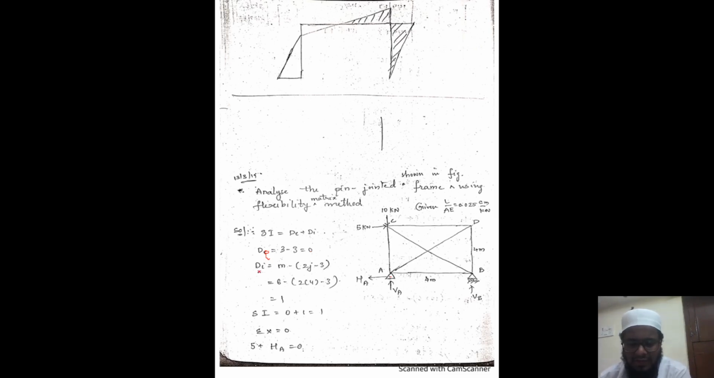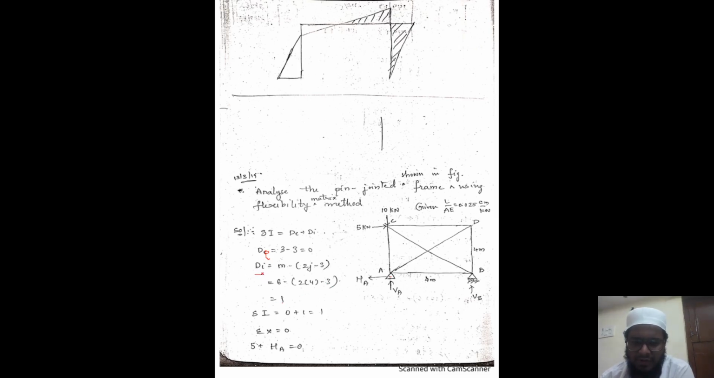Now we'll go for the degree of internal static indeterminacy. To calculate that, we have a simple formula, that is m minus of 2j minus 3. What is m? m is the number of members and j is the number of joints. You can see here in our pin jointed frame, how many members are there? 1, 2, 3, 4 members. Then diagonal members are also there, that is 4 plus 2, that is 6 members. So 6 minus of how many joints are there? 1, 2, 3 and 4 joints. So minus of 2 into 4 minus 3. Once you apply this, you will get the value as 1.